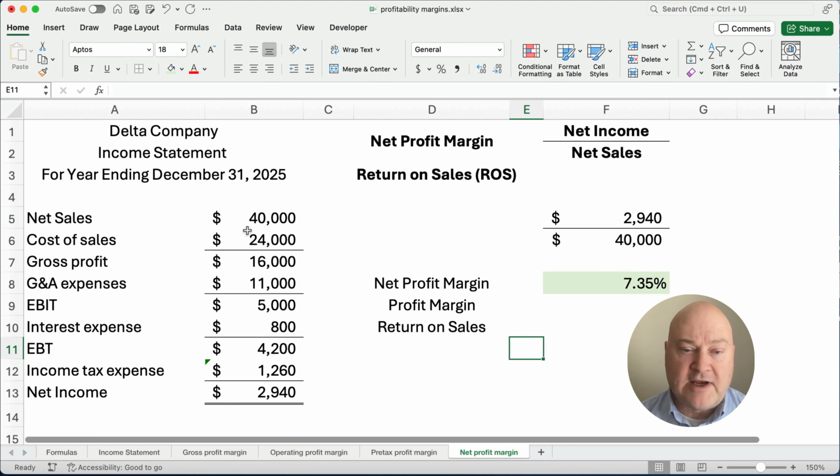7.35%. So for every dollar of sales we get to keep, after we pay all our expenses and all the interest and all the taxes, we get to keep about 7 1/3 cents. So net profit margin or return on sales is 7.35%.